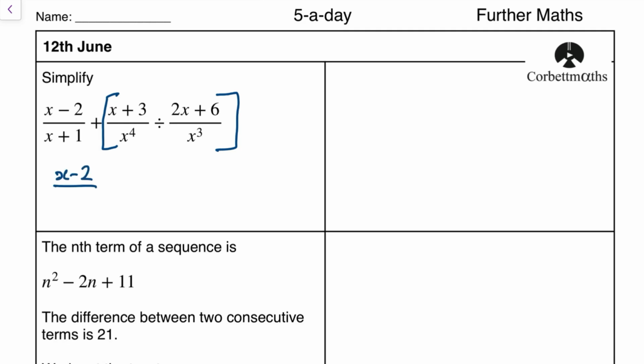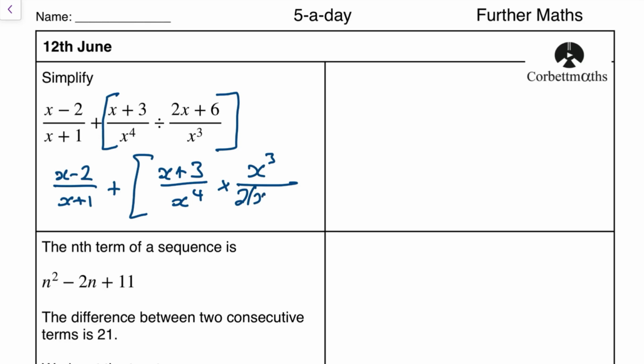That's going to give me (x minus 2) over (x plus 1) plus, and then I'm going to do the whole thing in square brackets, keep change flip, so it's going to be (x plus 3) over x to the 4 times x to the 3 over, and I've just seen something else, (2x plus 3), which means my x plus 3's cancel, my x cubes cancel with the x to the 4, and actually that's much easier, isn't it? Because that just leaves (x minus 2) over (x plus 1) plus 1 over 2x. Right, not too bad at all now.